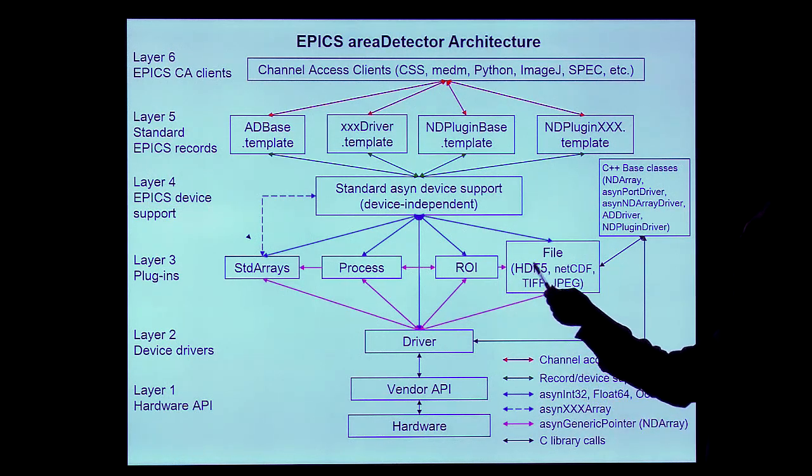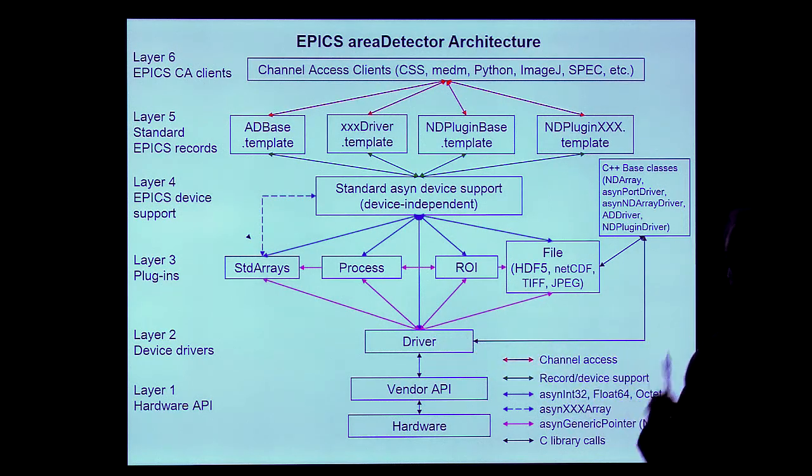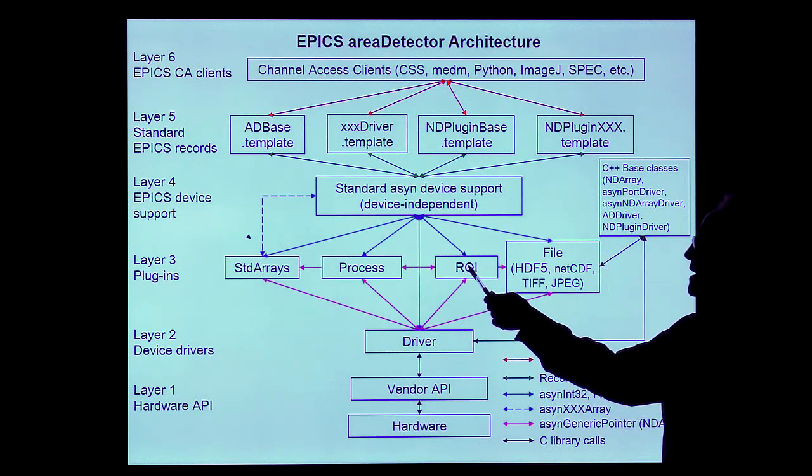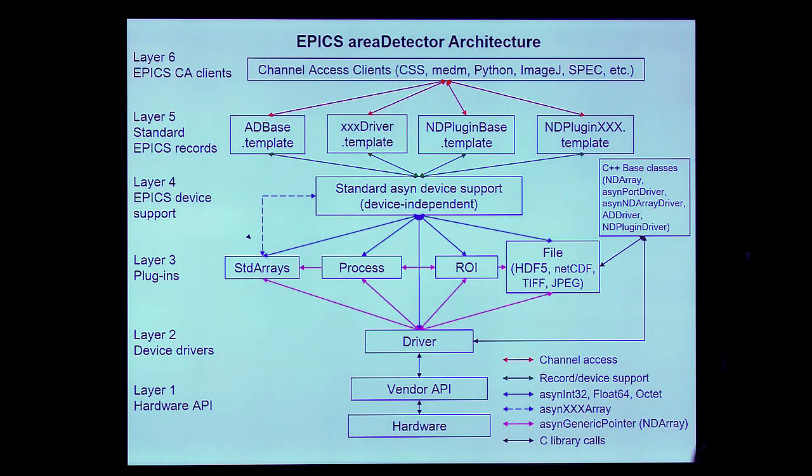another plugin. So the file plugin could either be getting its data directly from the detector driver, so it's getting the whole image, or it could be getting its data from the region of interest, so it's just getting a subset of the image. And yeah.